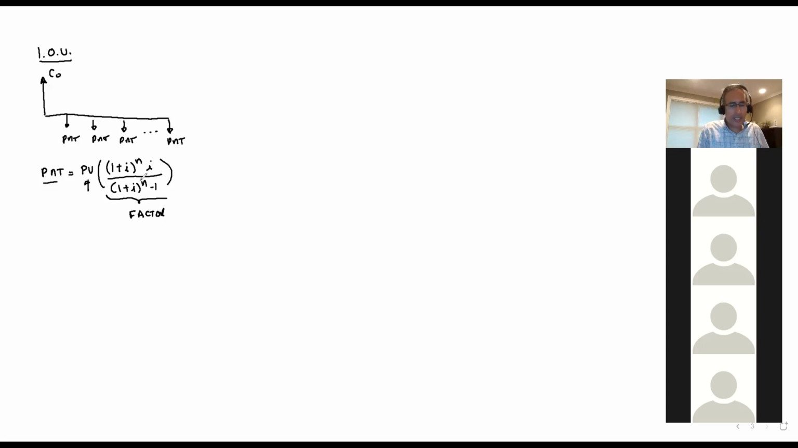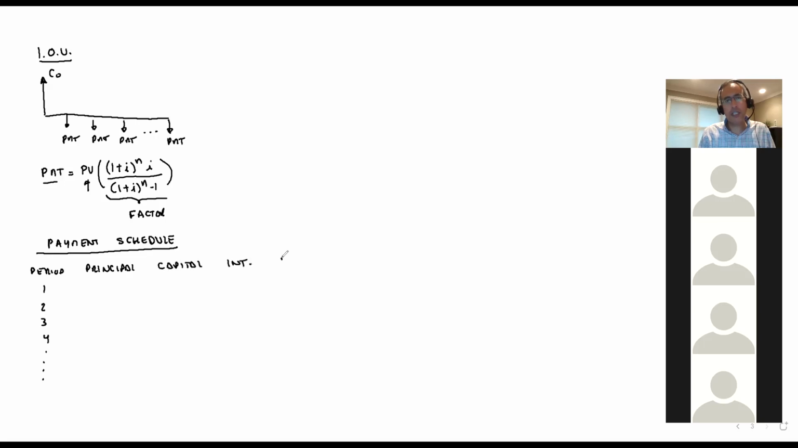And what I also showed in the previous class, guys, is how to build what is called a payment schedule. This is regular when you have a loan, a mortgage, a car loan, etc. The payment schedule basically had this form. You have the period, or time, then the principal. And remember, the payments are divided into pieces: capital and interest, and finally the payment.